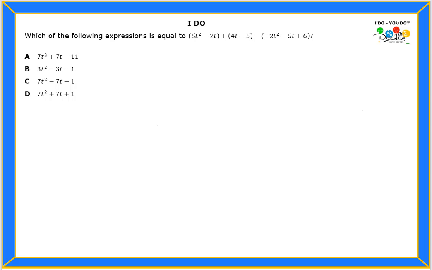And it says, which of the following expressions is equal to 5t squared minus 2t plus 4t minus 5 minus parentheses negative 2t squared minus 5t plus 6. So we're looking for what? We're looking for an equivalent expression. Is that right? So they're giving us an expression, so we're gonna write it down, okay?